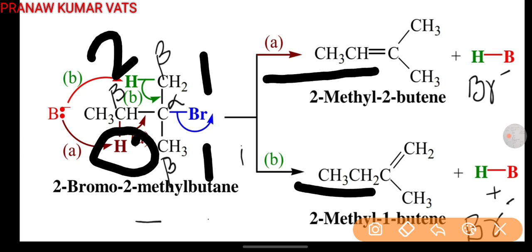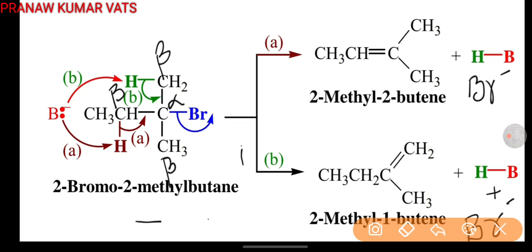To identify the major product, Saytzeff gave a rule that more stable alkenes are produced in more amount. And which alkene will be more stable? The alkene which is more substituted, or the double bond which is more substituted. What is the meaning of more substituted? That we will understand here.